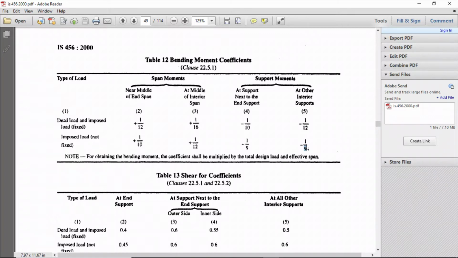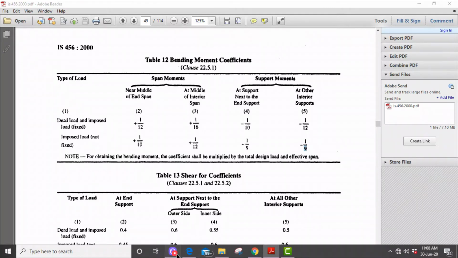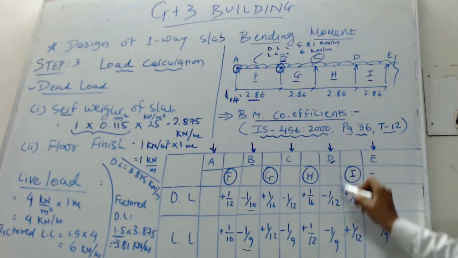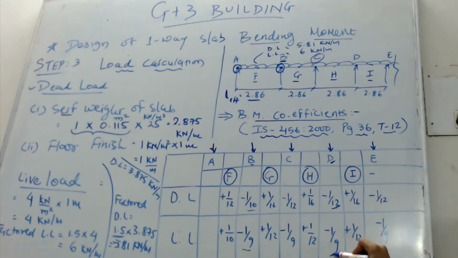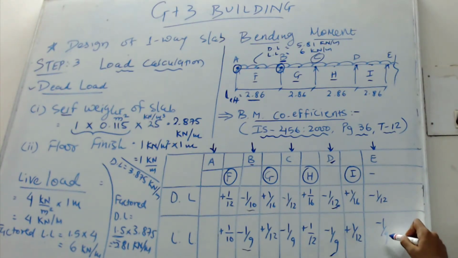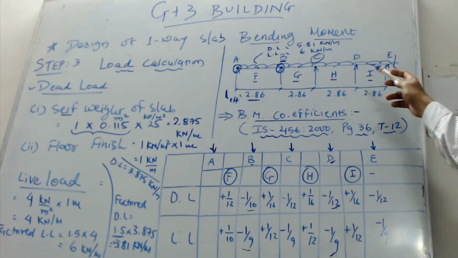Same way, point D is again at other interior supports, so the same value will come: minus 1 by 12 and minus 1 by 9. Similarly for point E also minus 1 by 12 and minus 1 by 9. Now someone will say, sir, E point is the end point, D is next to end point.